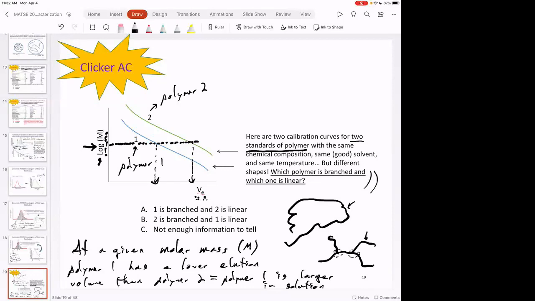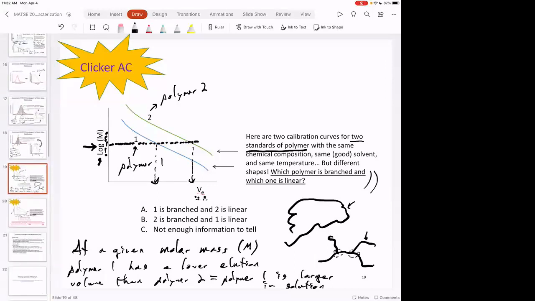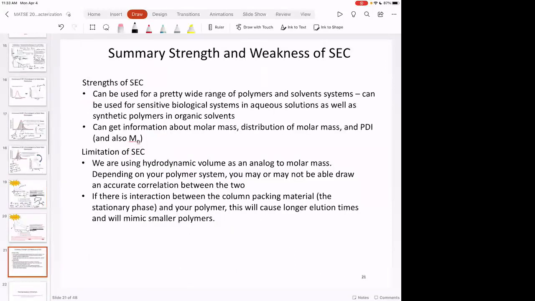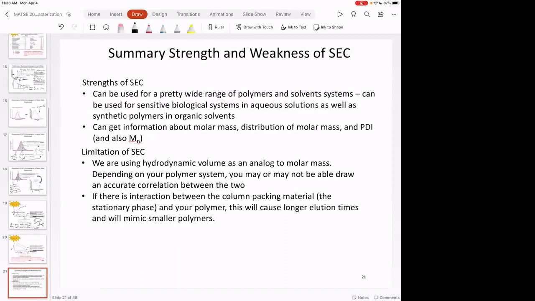Does everyone understand that? Is everyone sort of thinking about this? Because these are the types of questions I'll ask you. What's smaller? What's larger in solution? Why? What does the SEC data look like? Things like that. Questions or comments? All right. Great. So that's your 10-minute review of size exclusion chromatography.